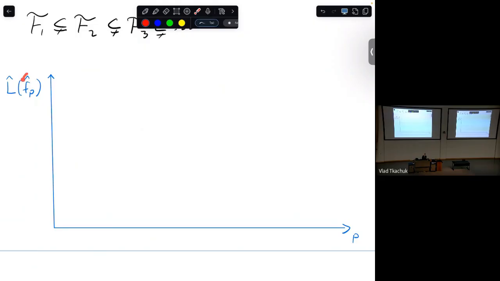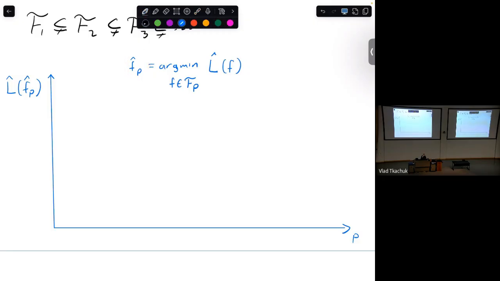And once again, we're here assuming this is indeed the minimizer. Maybe I should make that absolutely clear. So f hat of p is equal to the arg min over f from the function class F of p. So these are polynomials up to and including degree p of L hat of f. Okay, so this is the true minimizer.